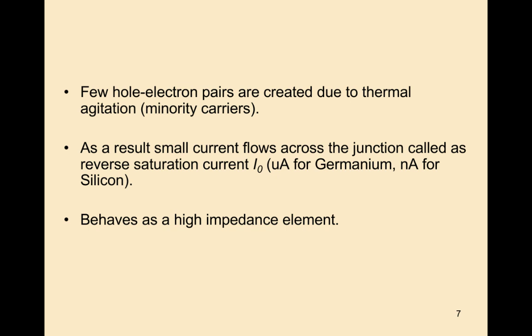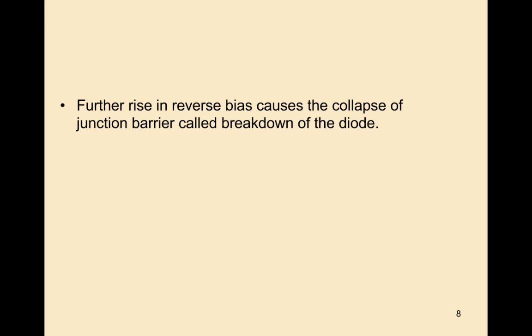So when we connect the diode in reverse bias, only because of minority carriers a small value of current flows in the diode. That current we call the reverse saturation current. When we increase the battery supply gradually, it will cause the collapse of the junction barrier. The collapse of the junction barrier we call the breakdown of the diode.